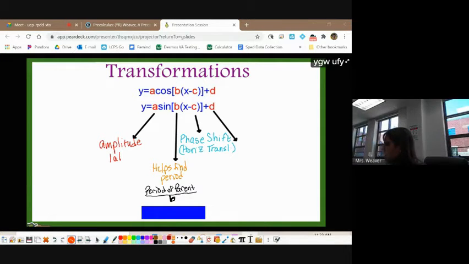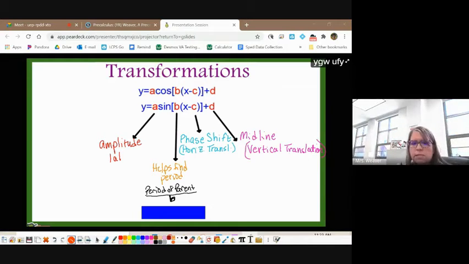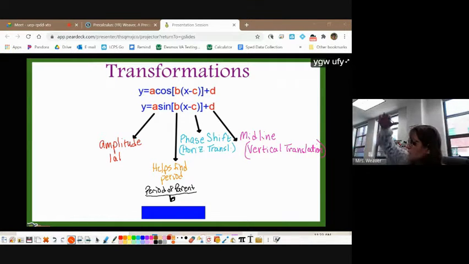And the D value here at the end, that's our vertical shift, which reveals our new midline. That's how far up or down we shift it. So that's going to be our vertical translation. It's going to be the new middle of our graph. When you start, there's 0 vertical shift with the parent function, and so it's centered at 0 on the x-axis, at a y value of 0. But we're going to shift it vertically however much it tells us to.